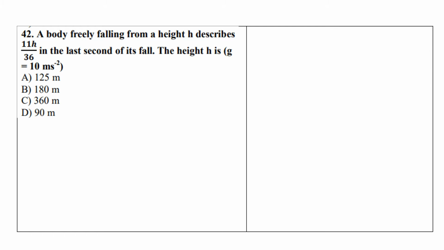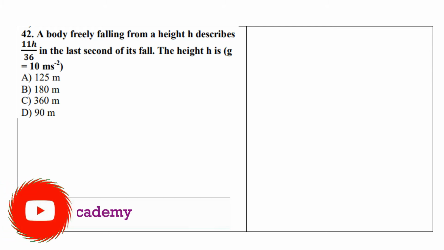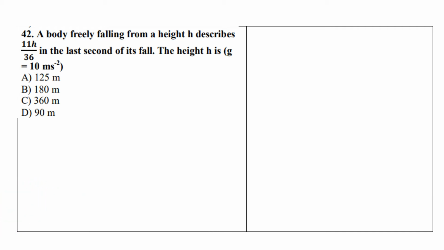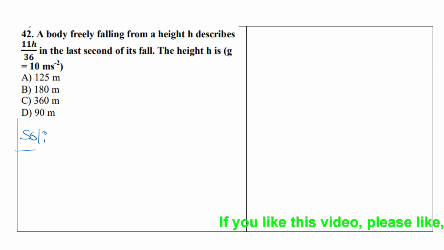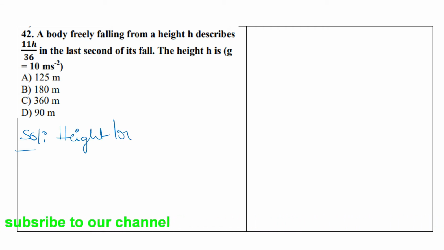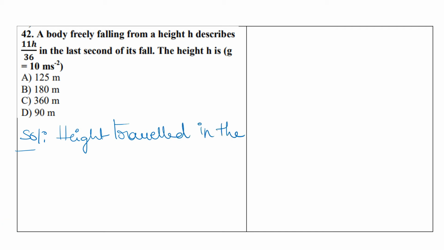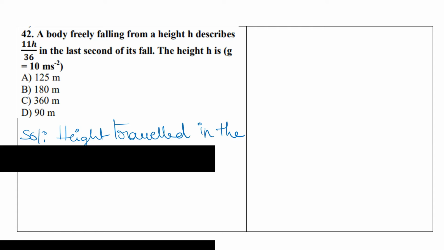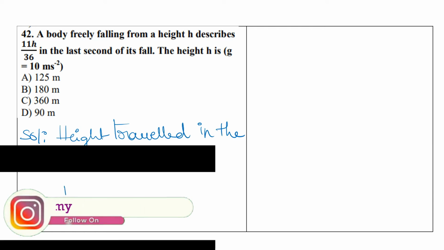In this question, a body freely falling from a height h describes 11 by 36 h in the last second of its fall. Then height h is, here the given g is equals to 10 meter per second square. Let us go to the solution. Height travelled in the nth second, 11 by 36 h, is equals to g into n minus half.